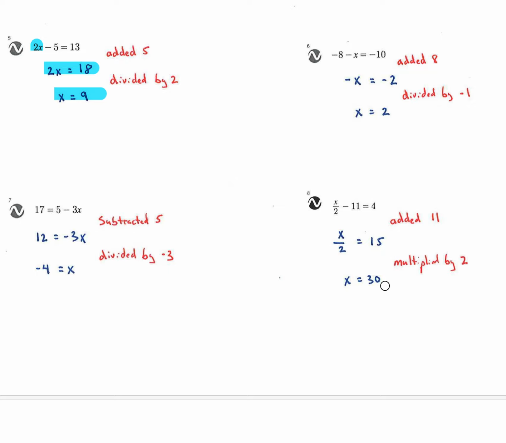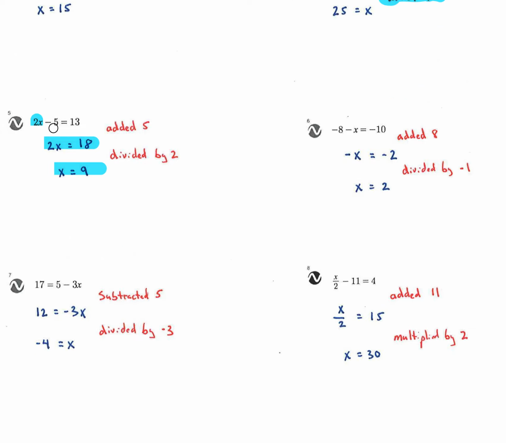15 times 2 is 30. Again, I'm going to get rid of subtraction with addition. I'm going to get rid of division by multiplication. Just like over here. Subtraction, addition, multiplication, division. Those are inverse operations of each other.